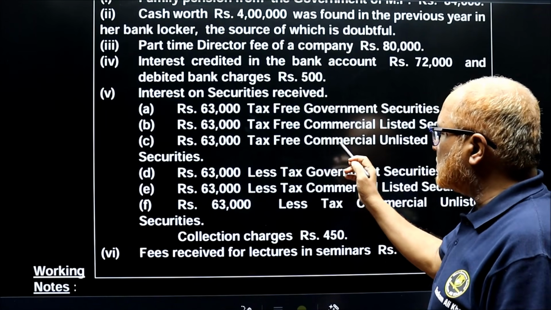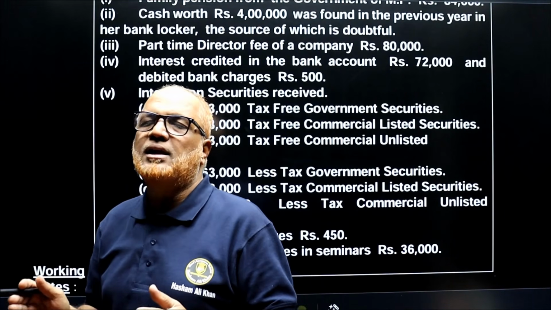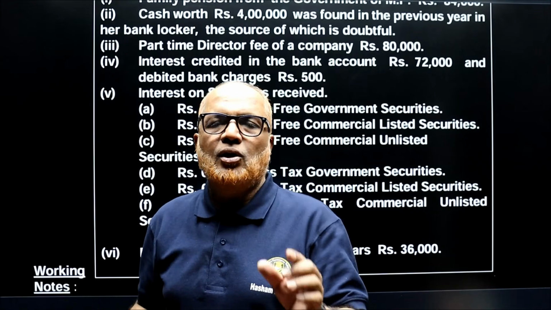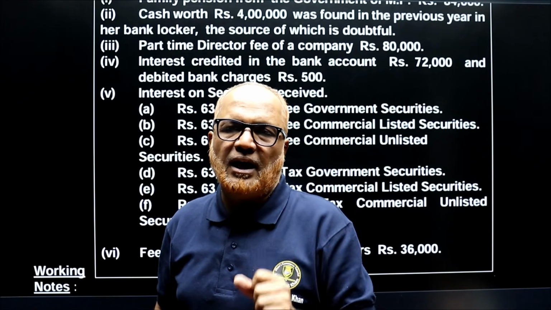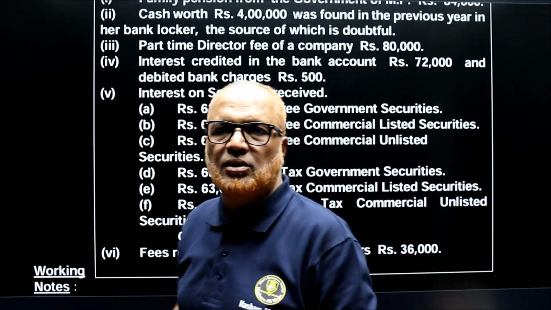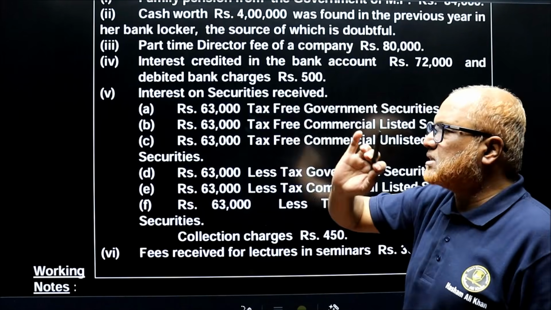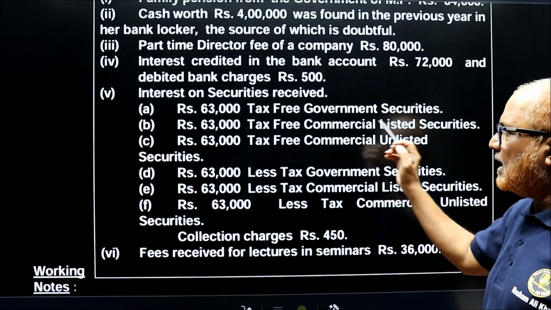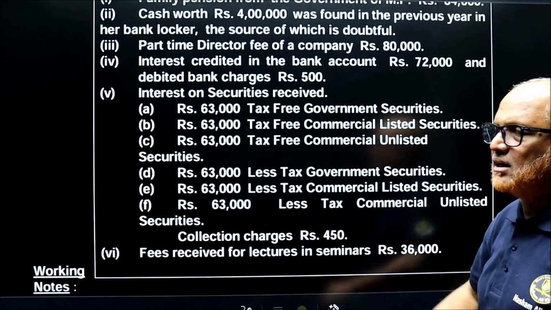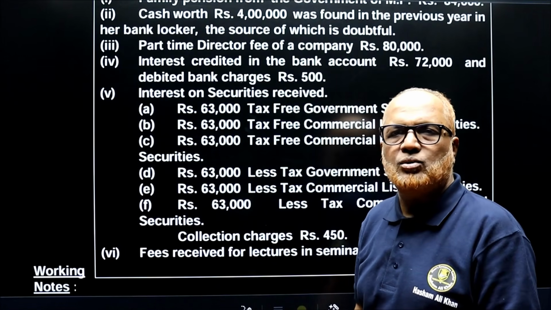Similarly, 63,000 tax-free commercial unlisted security. Whether it is listed or unlisted, the provision is the same. Gross interest is equal to interest received into 100 by 90. So 63,000 into 100 by 90, you will get 70,000. So what do we have to take? 63,000 tax-free government security, same 63,000. Whereas for tax-free commercial security listed and tax-free commercial security unlisted, both we have to multiply by 100 by 90, you are going to get 70,000.